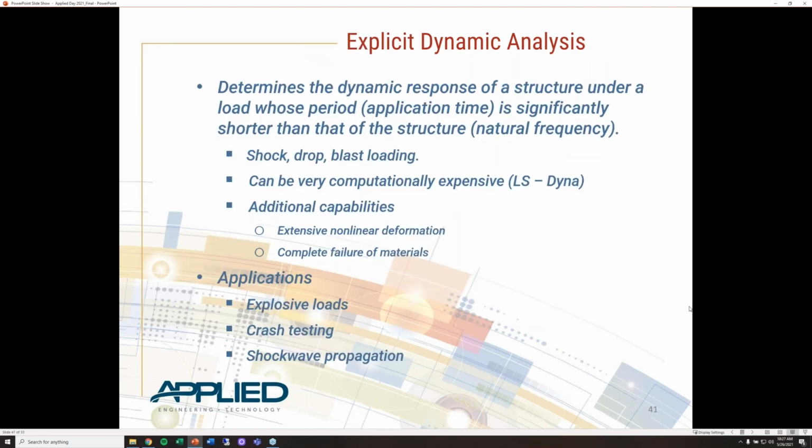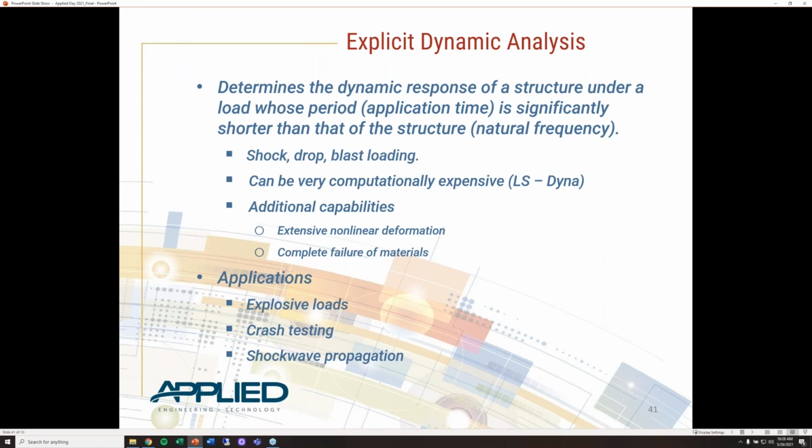Moving on. Explicit dynamic analysis. This is very similar to the transient dynamic analysis, with one subtle difference. The explicit dynamic analysis environment, we use this to determine the dynamic response of a structure under a load whose period is significantly shorter than that of the structure. So think shock loading, drop loading, or blast loading, where the time duration of our load is very, very small. That's where we're going to use the explicit dynamic solver.